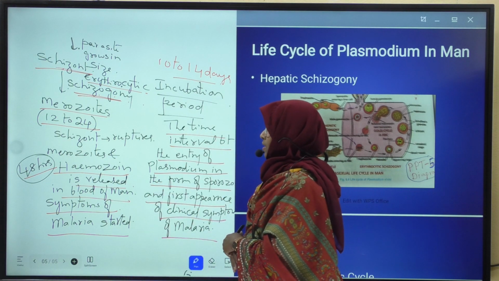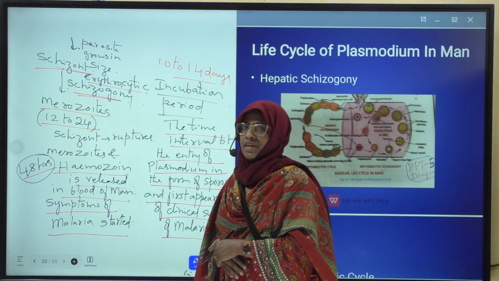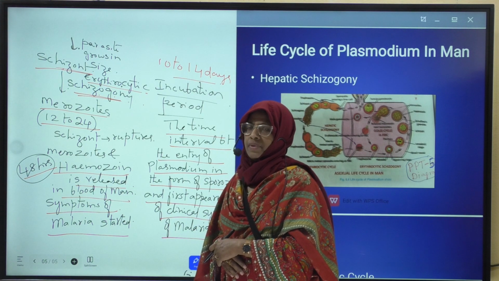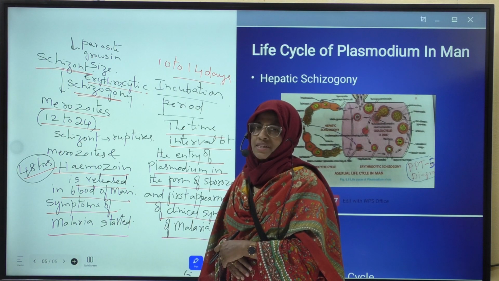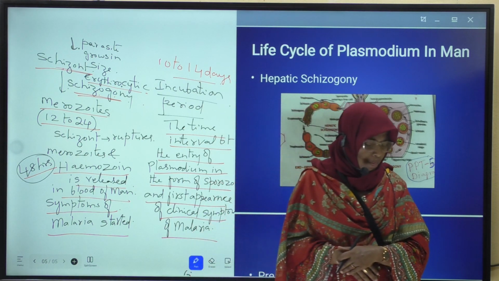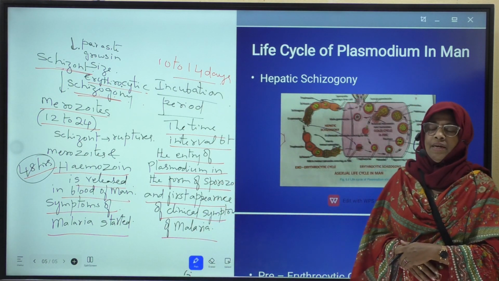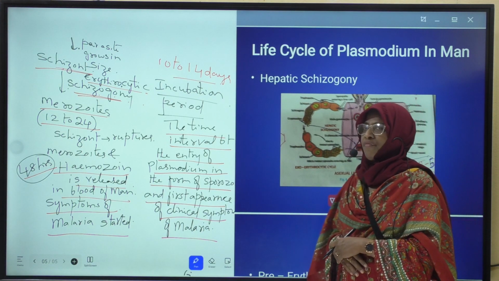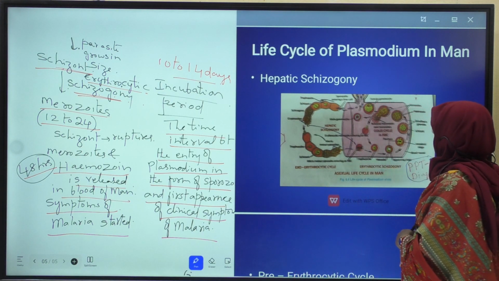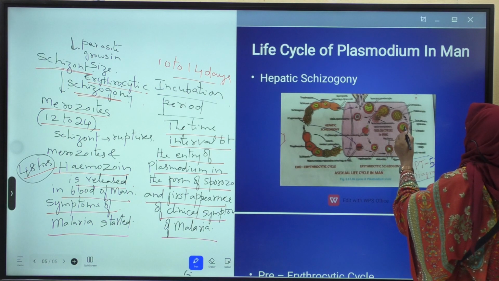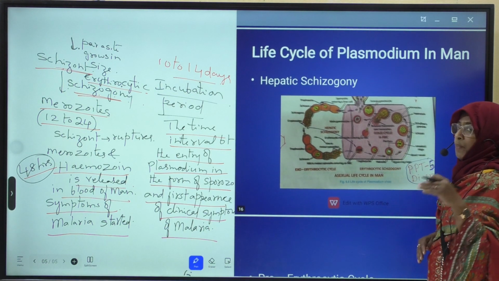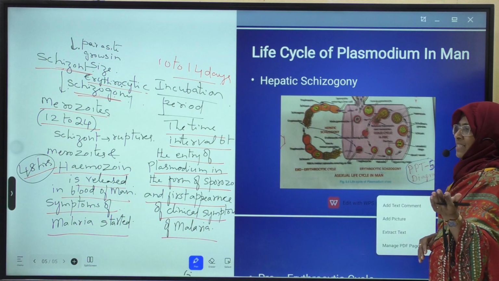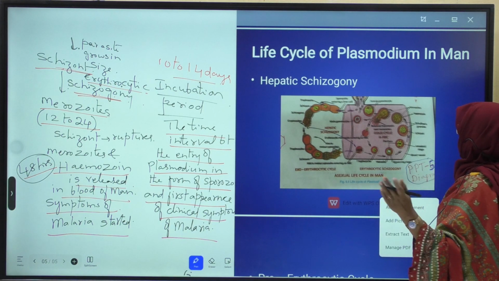Next, the size of the RBC now doubles up. This condition is called hypertrophy. In the cytoplasm of the RBC, many red color dots are formed. They are called Schuffner's dots. Okay? These Schuffner's dots are believed to be the antigens excreted by the parasite.